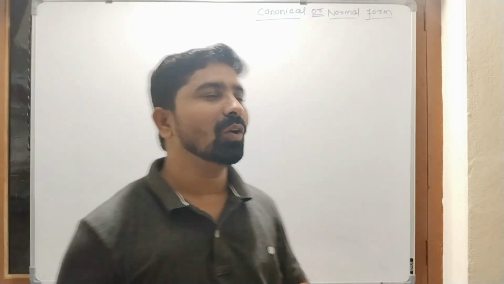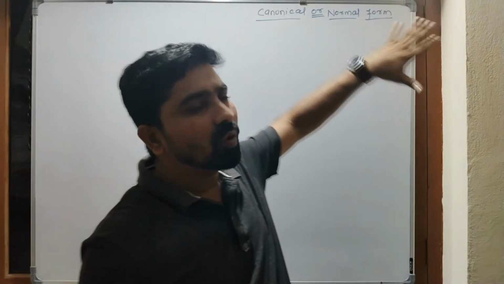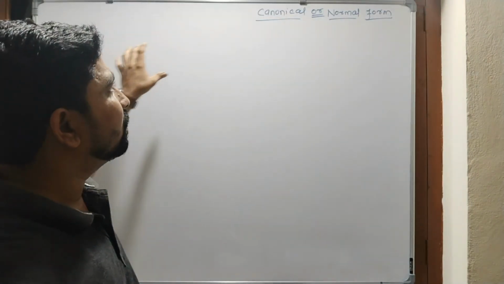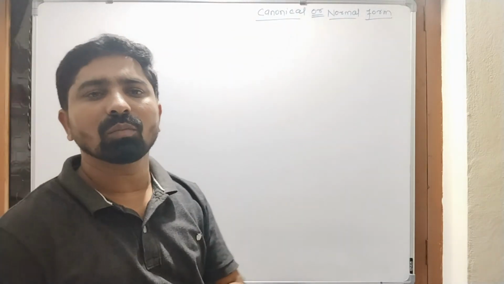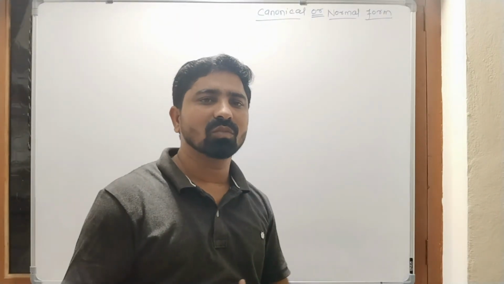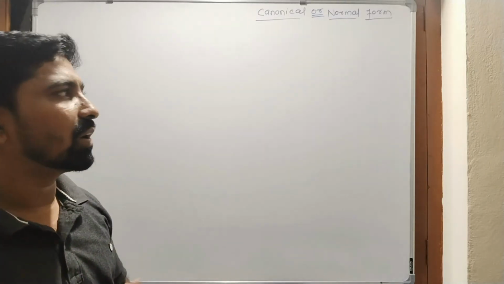Hi friends, in this video we are going to learn about canonical form or normal form. Here I will explain how to convert the quadratic form into the canonical form, or we can say the normal form, by using the orthogonal transformation x equal to P y. What is meant by P and x and y, I will explain.